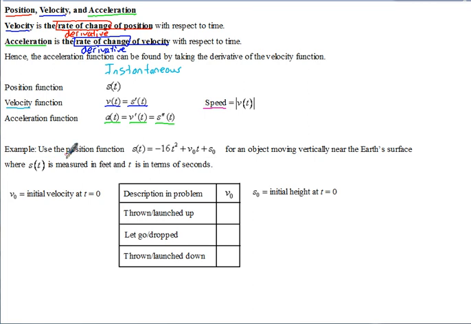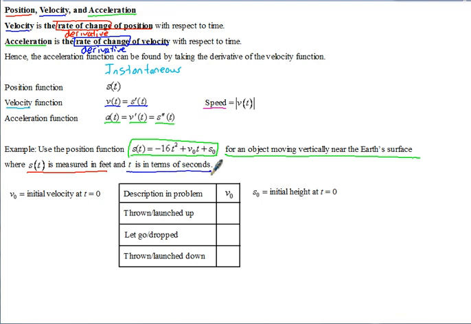Now let's take a look at one position function we will be using: s of t equals negative 16 t squared plus v naught times t plus s naught gives you the position function. This is for an object moving vertically near the Earth's surface. So you don't have to memorize this one, you just need to know how to use it properly. Again, anything moving vertically near the Earth's surface, we can model it, where s of t is measured in feet and time is in terms of seconds.